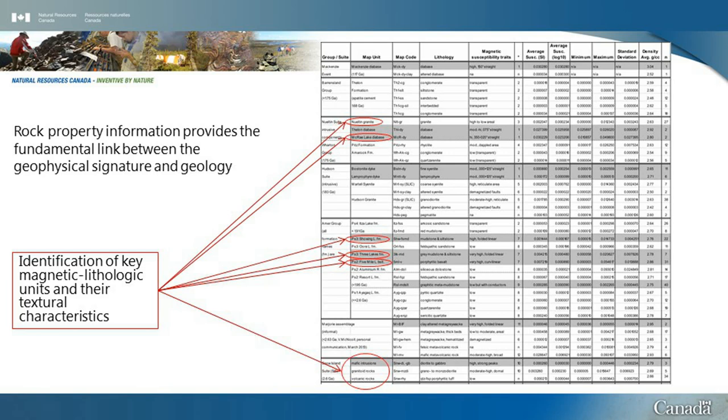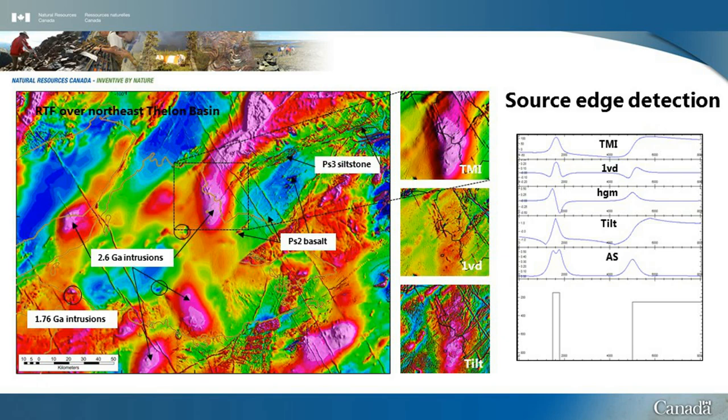So this is the residual total field over the area. And you can begin to start piecing together some things. We have these big circular intrusions. This is the Snow Island Suite granite that I modeled earlier. We've got the 1.76 circular intrusions, and there is one in this area, south of the study area, that has epithermal gold mineralization associated with it.